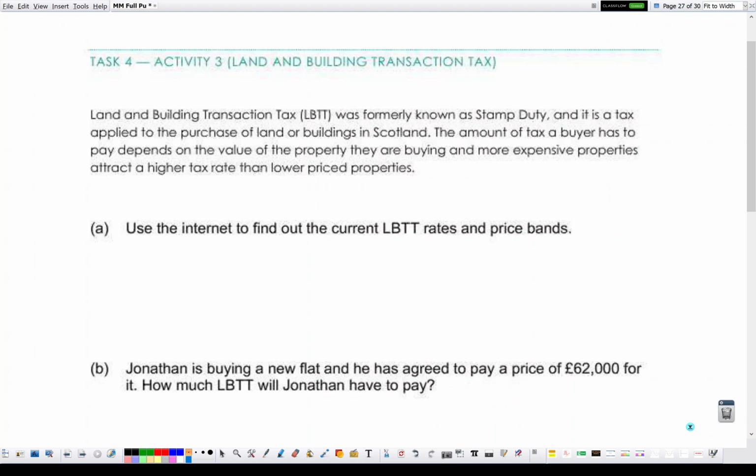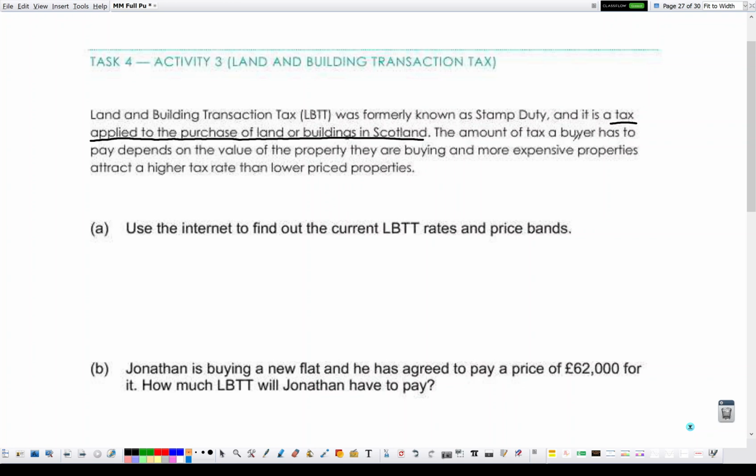It's another type of tax. So it is a tax applied to the purchase of land or buildings in Scotland. Okay, most of us are not going to purchase land, but probably a lot of us are going to purchase a building. You're going to purchase a house or a flat. So this is a tax that you have to pay when you buy a house or a flat, when you buy a property. Also, if you buy a plot of land to build something on, you would have to pay this as well. Okay, so make sure you have that definition copied in, please. It's really important.